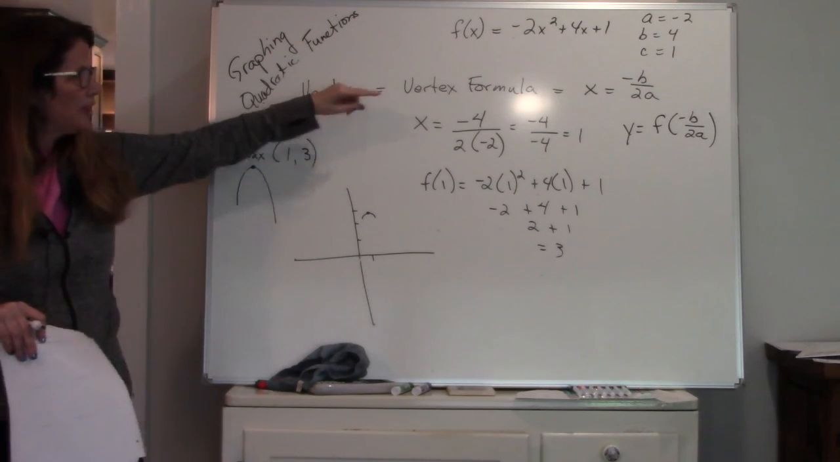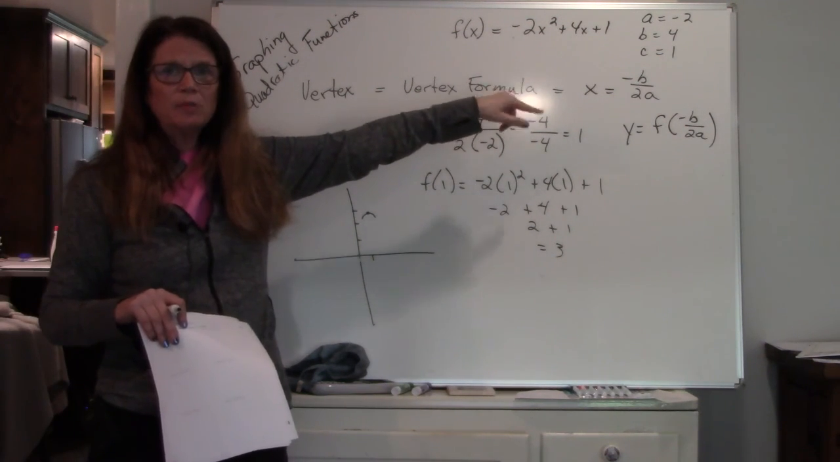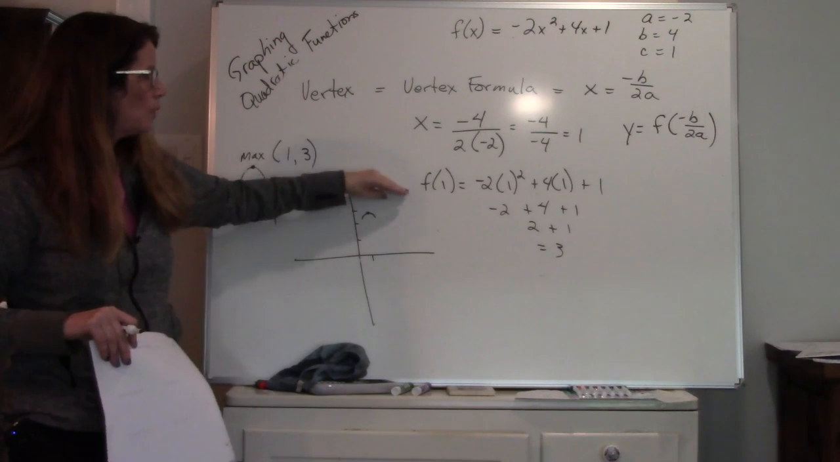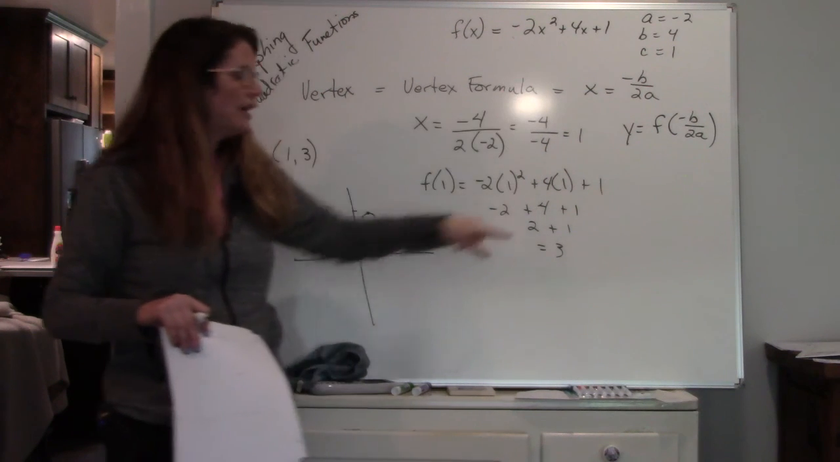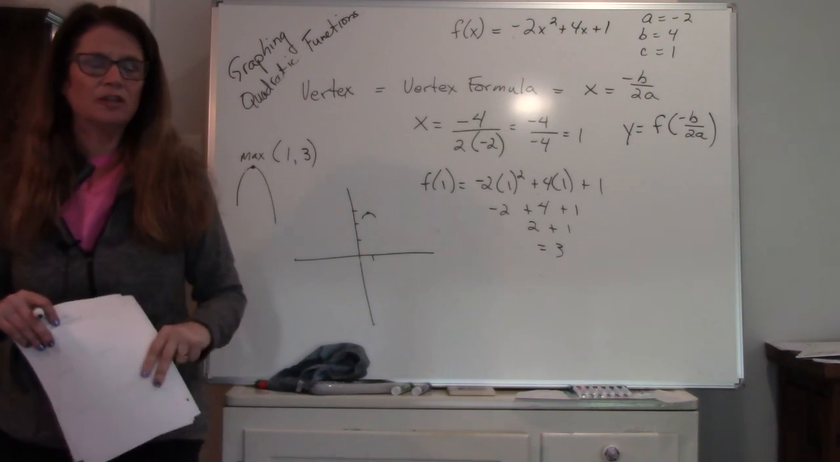With the vertex formula, you find the x by doing negative b over 2a. You find the y by taking your x value that you just found and plugging it back into the original equation. And that's how you find your vertex.